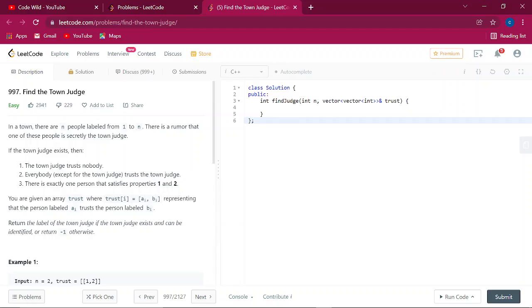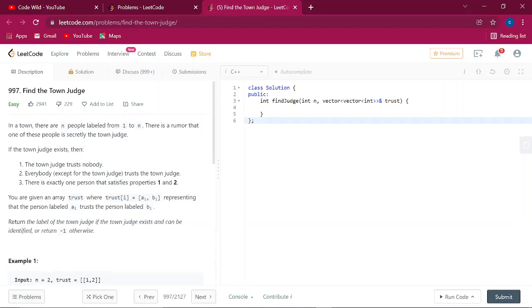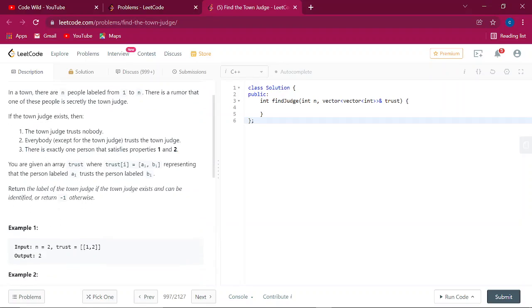Can we say that? Because the town judge is not trusting himself, everybody else trusts the town judge. So the number of people trusting the town judge is n minus 1, right? The third condition is that there is exactly one person satisfying this property. For finding the town judge, they have given an array, where each entry is ai, bi, meaning ai trusts the person bi. We have to return the town judge, and if there is no town judge, return minus one.